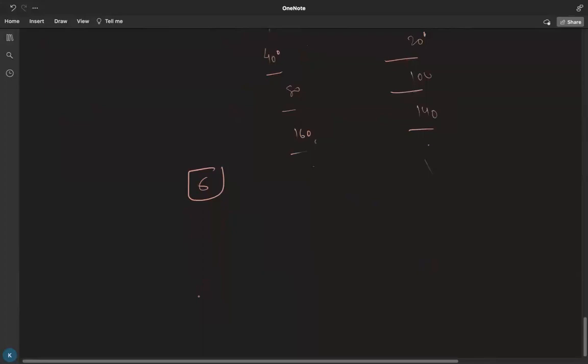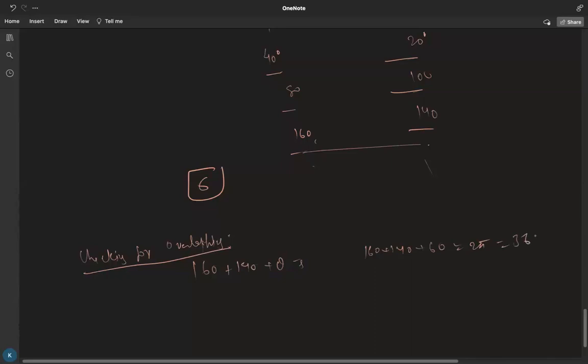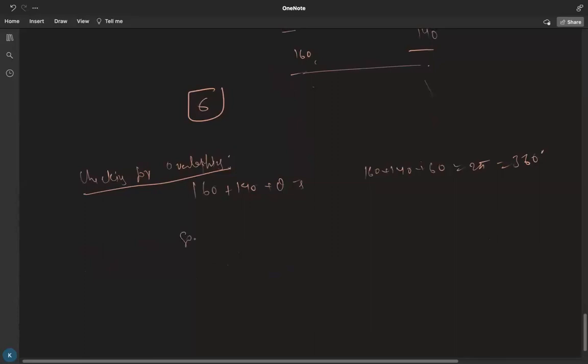So how to check for overlapping? Add the last two of the angles and just add theta, the angle between the mirrors. Checking for overlapping: 160 plus 140 plus 60 is equal to 2 pi, that means 360. So we can say that there is overlapping.